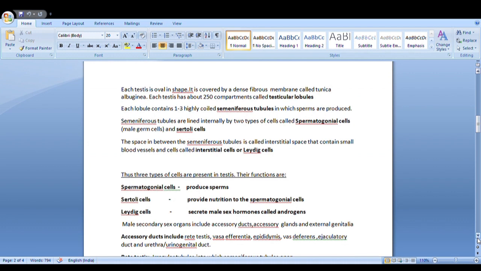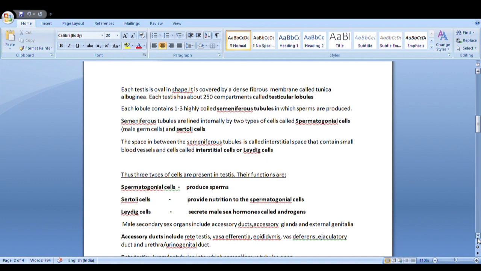Seminiferous tubules are lined internally by two types of cells called spermatogonial cells or male germ cells or sperm producing cells and Sertoli cells. So, seminiferous tubules contain two types of cells. They are the spermatogonial cells and Sertoli cells. The space in between seminiferous tubules is called interstitial space, and that space contains small blood vessels and cells called interstitial cells or Leydig cells.